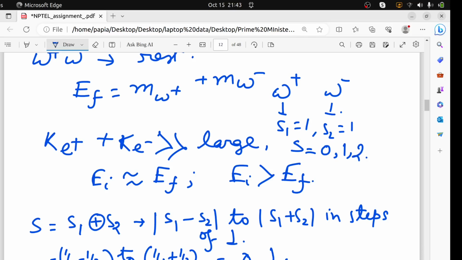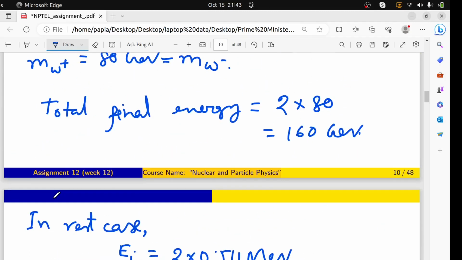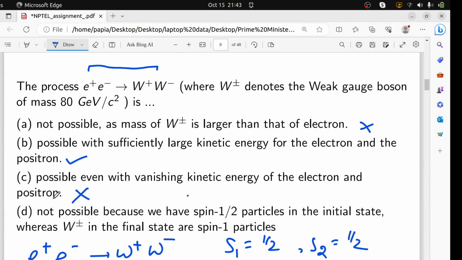Now you can check that our initial spin was 0 and 1 and the final spin is 0, 1, 2. Seeing this condition that 0, 1 is there and 0, 1, 2 is also there, we can't say that E plus E minus goes to W plus W minus is not possible, because this is satisfying our spin and angular momentum conservation. So whatever is given in the D option, that is not possible because we have spin half particles in the initial state, whereas W plus minus in the final state are spin 1 particles, it is not correct. That statement is not correct.